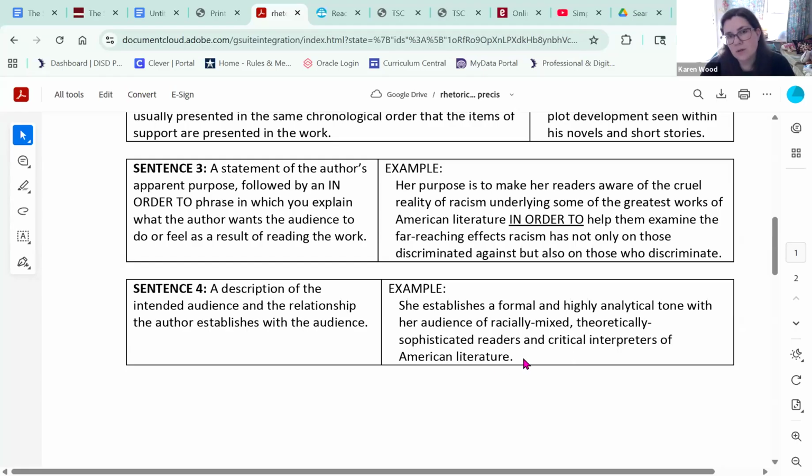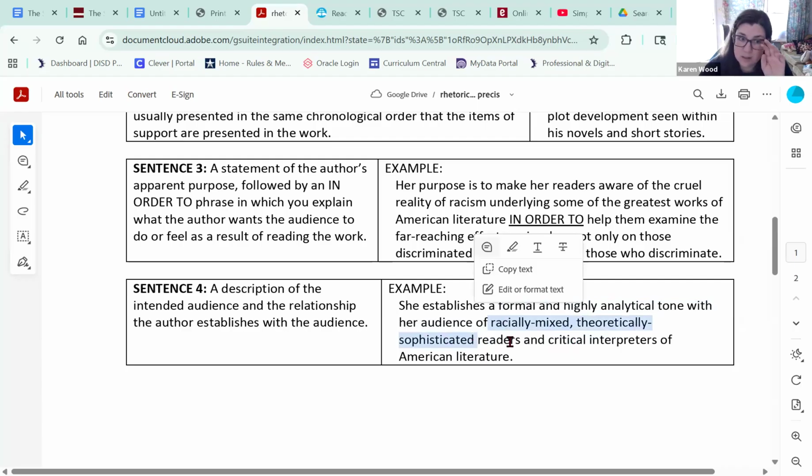So we would have to know her venue, her audience, the types of people who would read Toni Morrison, what their beliefs and values are. So she's going in with a formal and analytical tone. And we know that the audience for Toni Morrison is racially mixed, theoretically sophisticated readers.